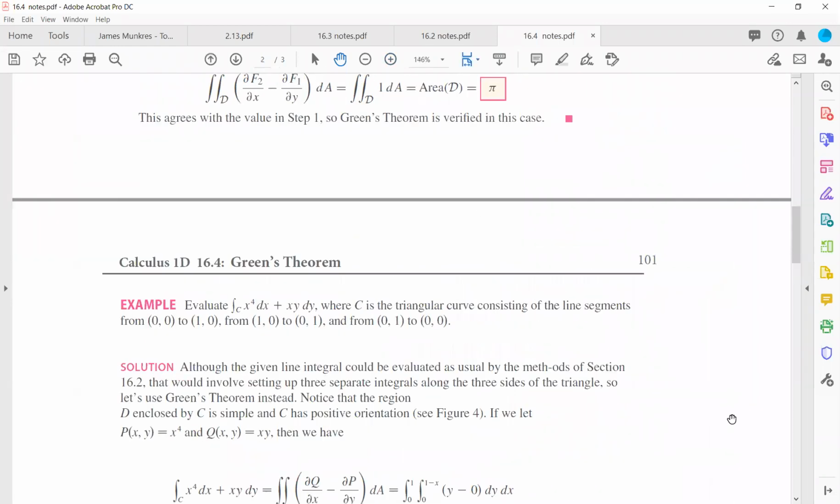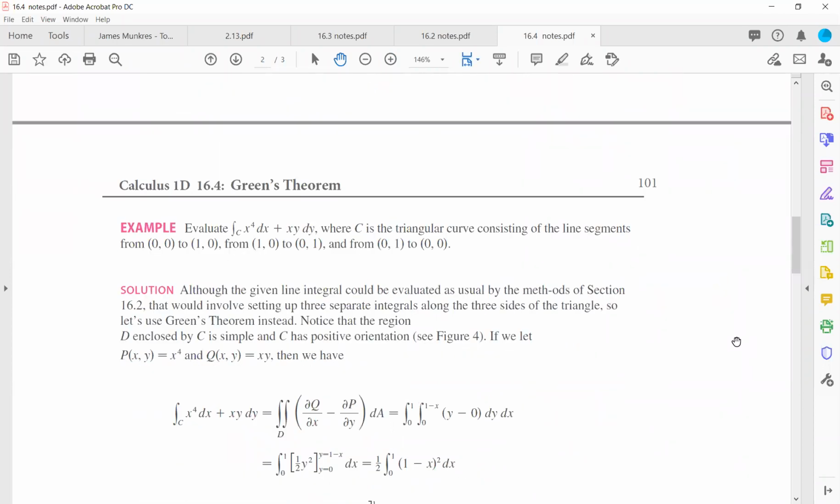Using Green's theorem, suppose the question says, find the line integral of the function x to the fourth in the direction of x plus xy in the direction of y, where C is a triangular curve consisting of the line segments connecting (0,0) to (1,0), (1,0) to (0,1), and (0,1) to (0,0). Very well.